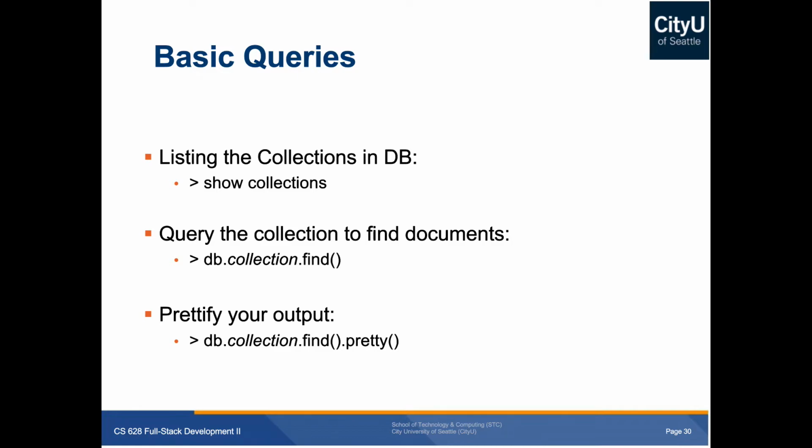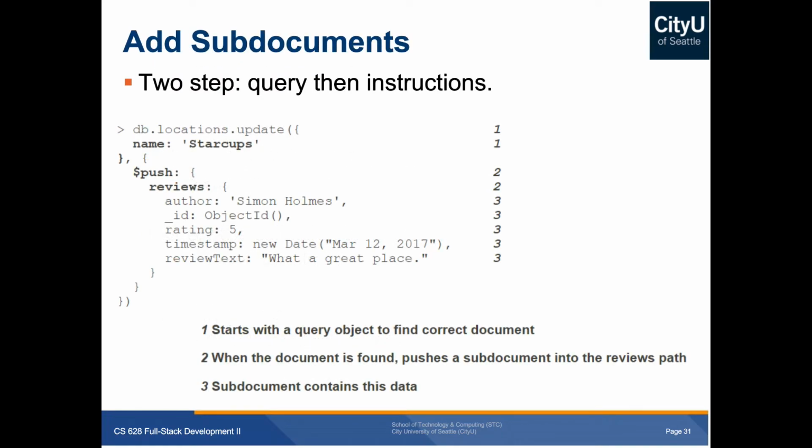Collections for a relational database are your tables. And then you can query, like find everything, with db dot the collection's name. So this can be db.locations.find, and you would get a series of text that's hard to read. So you may want to add .pretty() here to prettify it and make it easier for humans to read. So the two steps we want: query, then do instructions. The first is db.locations, then .update.